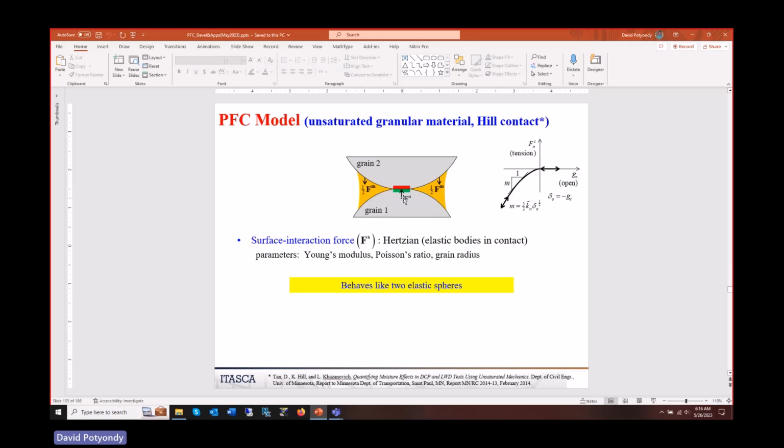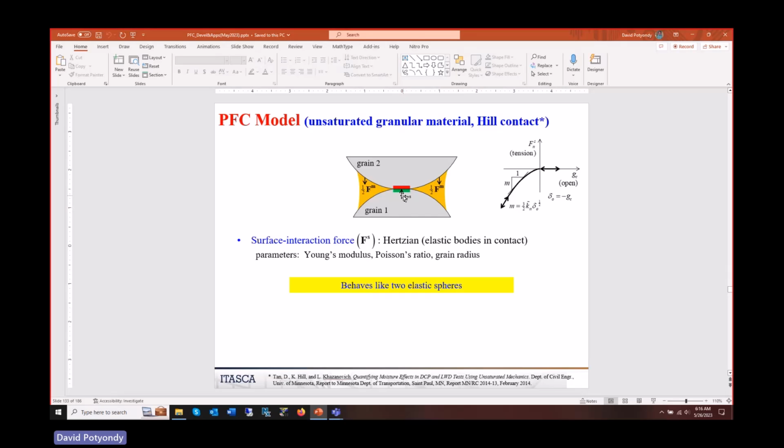That suction, again, is acting on grain 2. The presence of the water is causing a suction force. So this is the system. We're going to handle the suction force, and I'll talk about that a few slides away. But first, let's talk about how we handle the interaction force between the two surfaces.